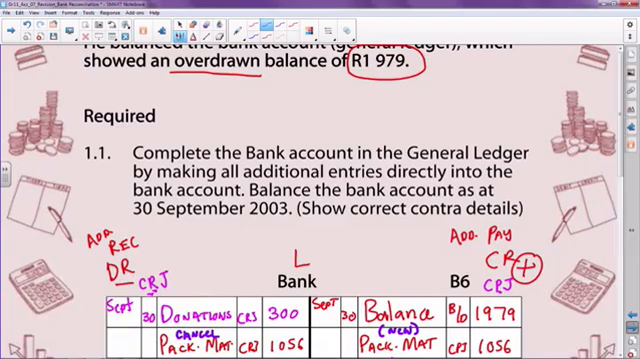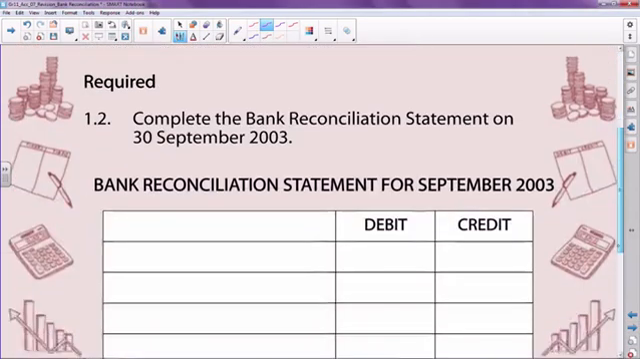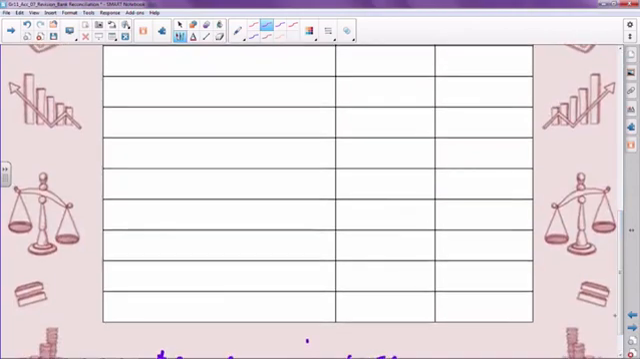I know we haven't come to the bank recon statement as yet, but I'm going to do this on the second line from the bottom. So I'm going to write down, let's write it here, credit incorrect debit. Or you can write down error. It all depends on the way your textbook words this. So 1,480 will go on the credit side of our bank recon.